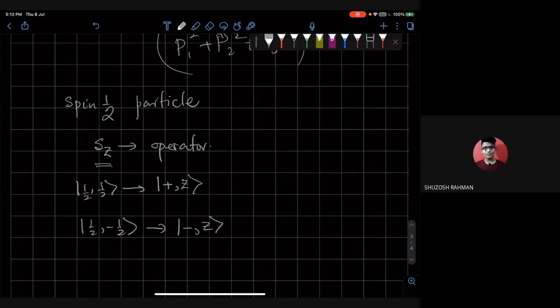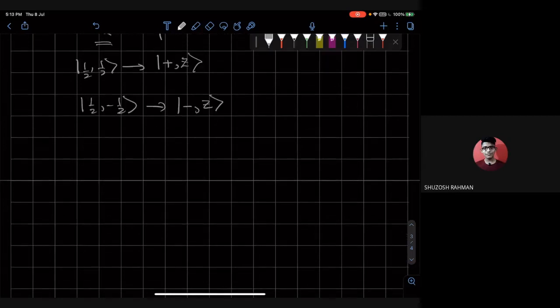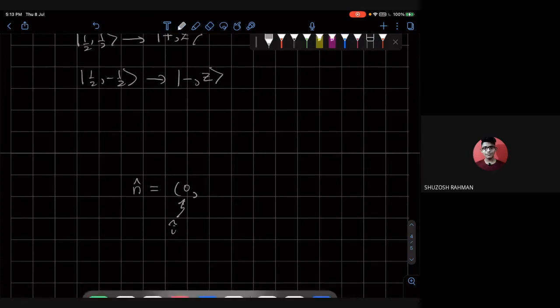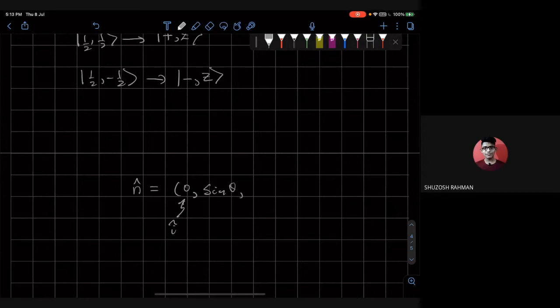And then what we said is that suppose that we want to find out what is the eigenstate of the spin operator, but which is pointing in some general direction n, where n is a vector which lies in the yz plane. So n is a unit vector. So the x component is 0. The y component is, say, sine of theta, and the z component is cosine of theta.